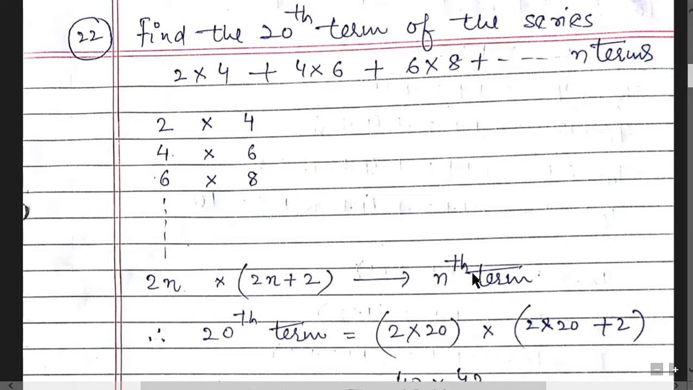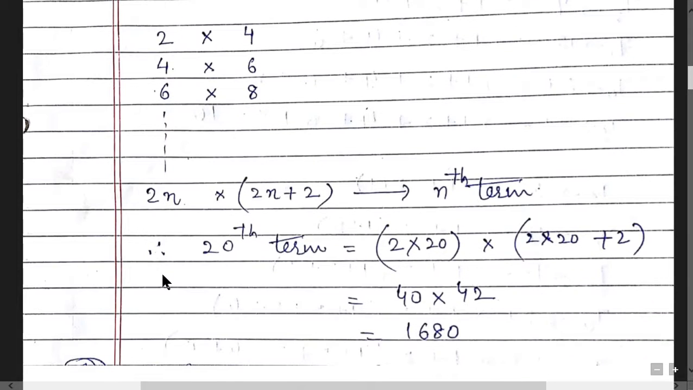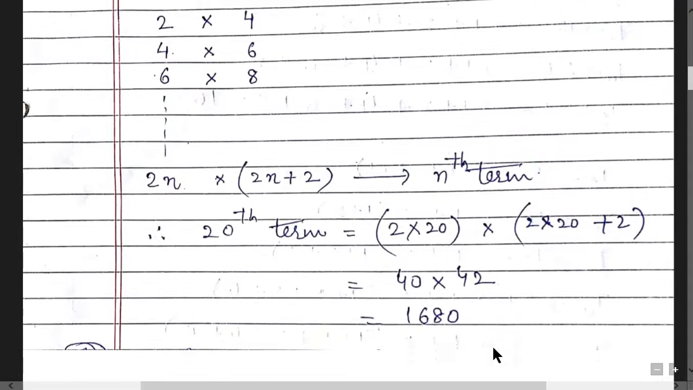It's the nth term basically. If you have to find the 20th term, just insert 20: 2 into 20, plus 2 into 20 plus 2, it's 40 into 42, it's 1680. It's the simplest question.